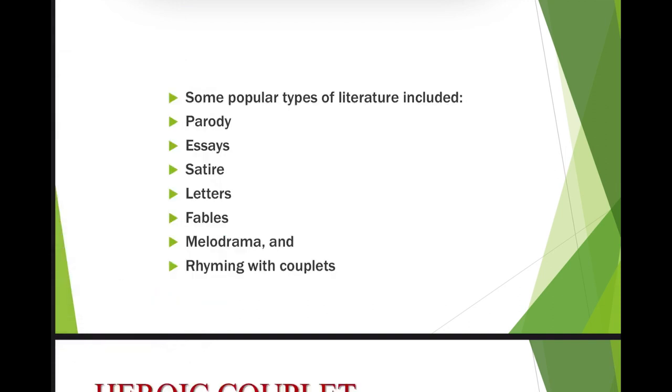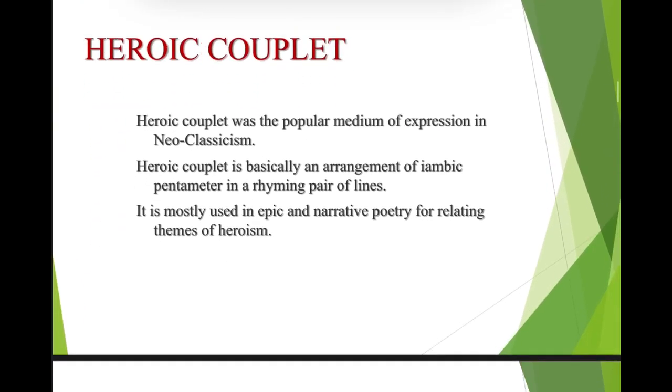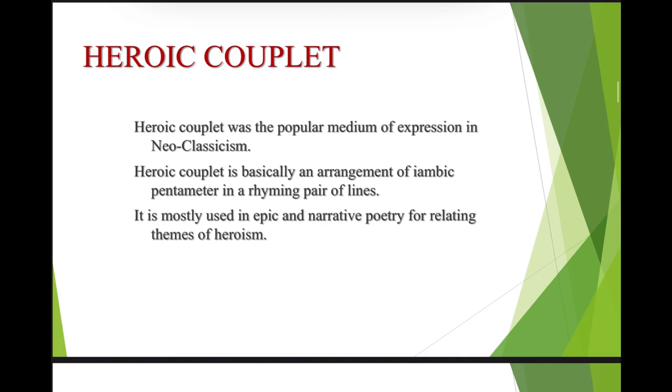Now, during 18th century, we have some popular types of literature, like parody, essays, satire, letters, fables, melodrama, and rhyming couplets, which we call heroic couplet. The term heroic couplet was very popular in 18th century, and most of the writing was written in heroic couplet. Heroic couplet was the popular medium of expression of neoclassicism.